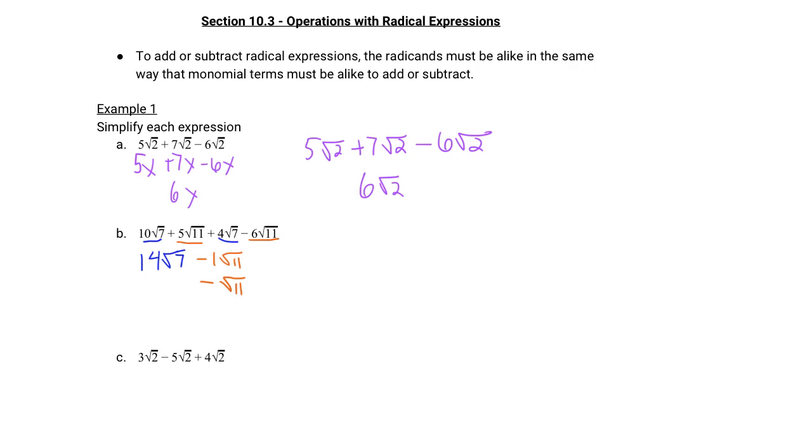It's the same as part A. 3 square root of 2 minus 5 square root of 2 plus 4 square root of 2. They all have square root of 2 for their radical. So we can add all the coefficients in front. 3 minus 5 is negative 2 plus 4 is 2 square root of 2. And that's the answer.